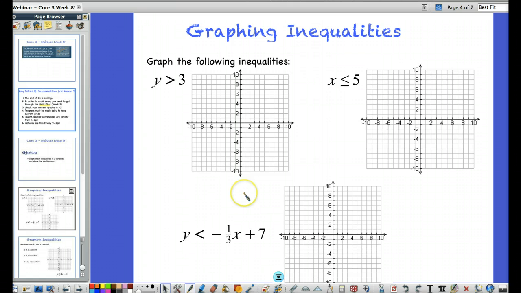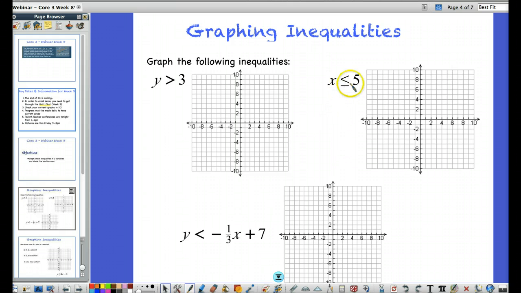So you guys, the way you graph it is you just graph it like a regular equation. So think of this as y equals 3, okay? The only thing is you have to look at the sign. Notice that this one is a greater than sign. Now compare that to the one on the right, which is a less than or equal to. You see how it says or equal?